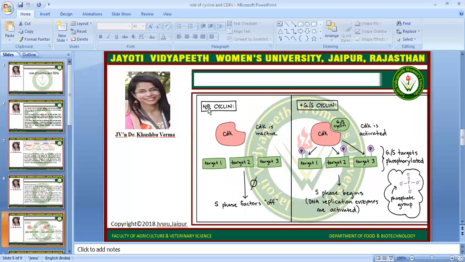Here we can see that if there is no cyclin, the CDK will be inactive and will not be directed to any targets, and the S phase factor will always be off. But if G1/S cyclin is present, it will attach to the CDK, and then the CDK will be active and will go to targets 1, 2, 3 and phosphorylate them. Then S phase begins, meaning DNA replication enzymes are activated and the replication process will start.